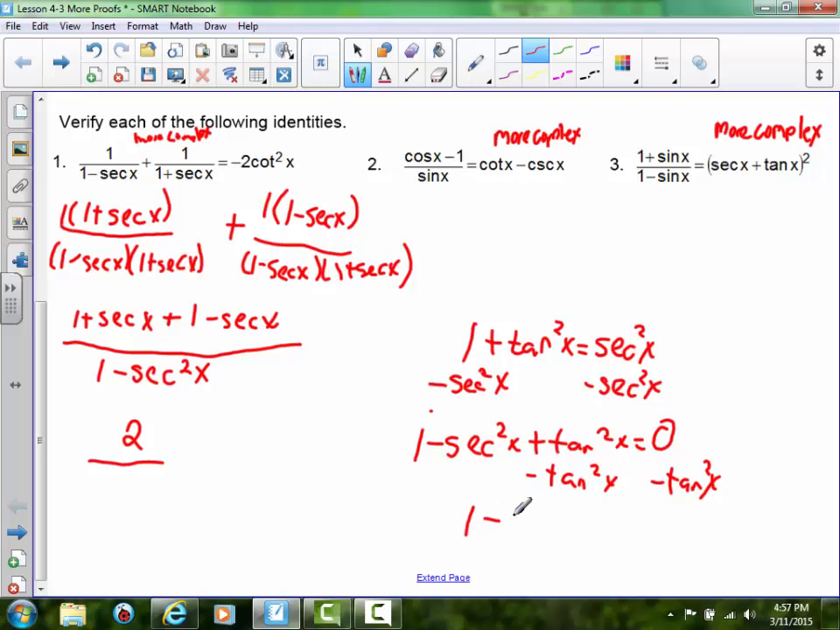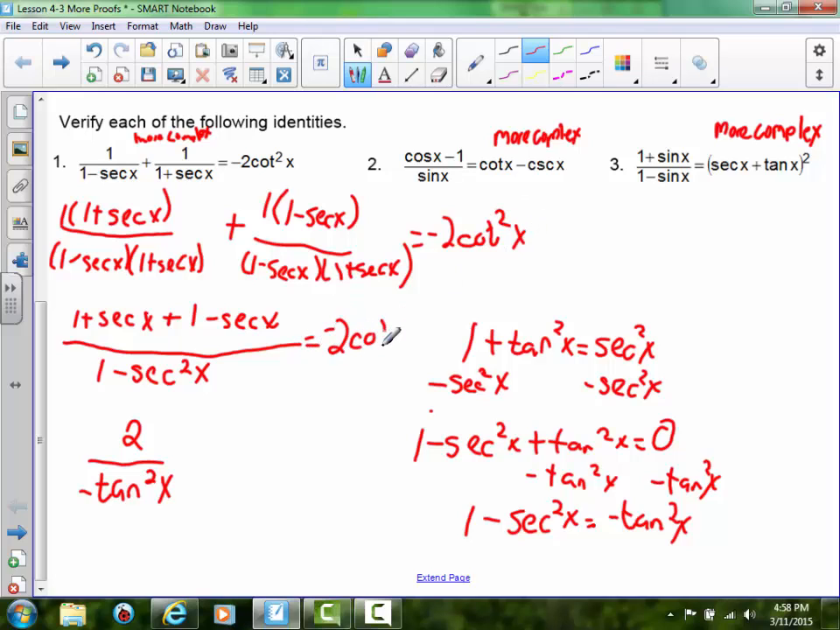So I know that 1 minus secant squared x is equal to negative tangent squared x. That's not necessary to prove, but I just wanted to show you where I'm getting this next step. So 1 minus secant squared x is equal to negative tangent squared x. Now, each one of these statements is equal to negative 2 cotangent squared x. So I'm going to go ahead and put that back in. I've been a little lazy on writing that down because I get going on the left and forget about the right.